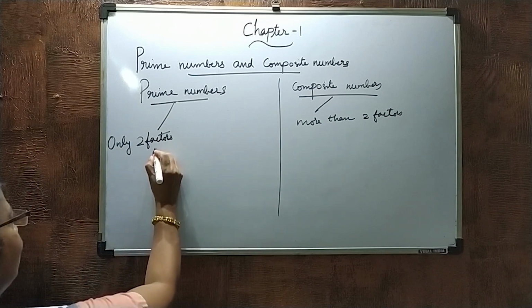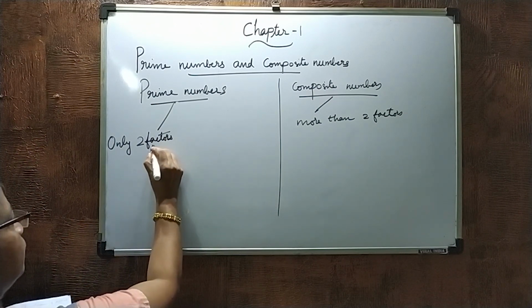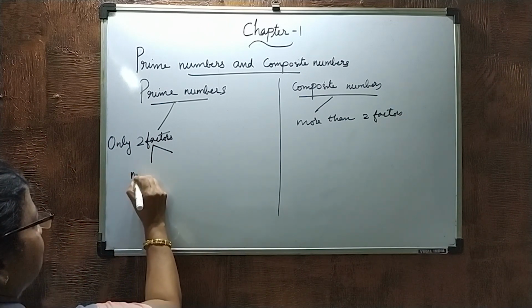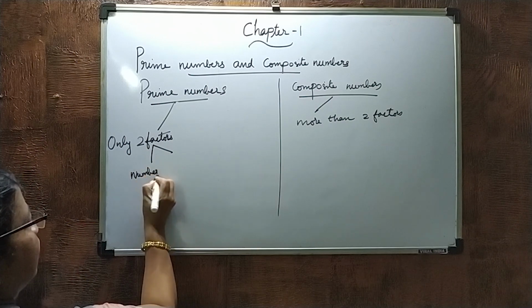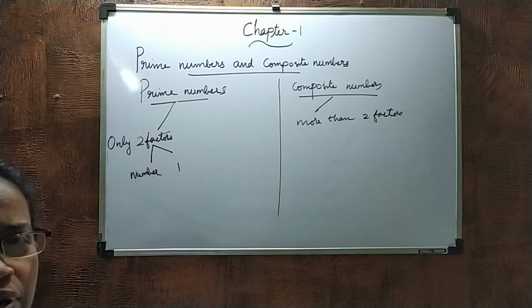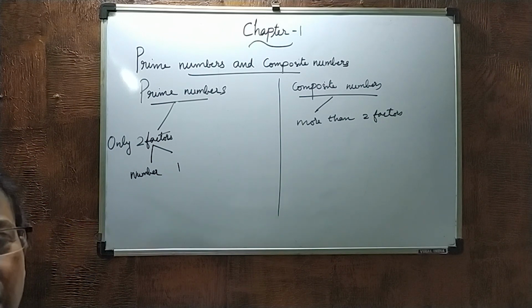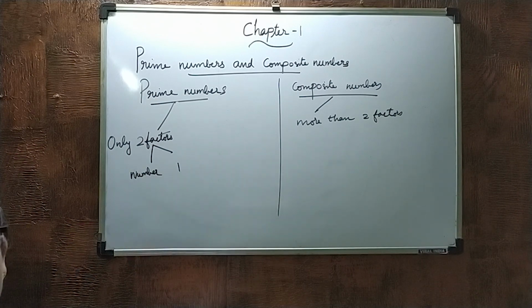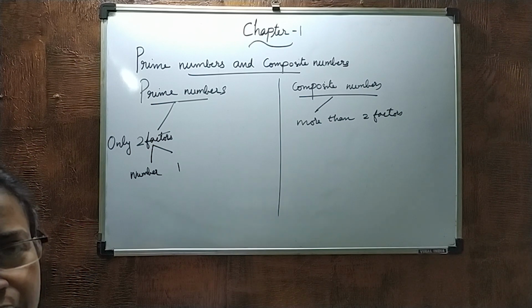Then, the factors of a prime number are always the number itself and 1. Suppose, can you give an example? 2. What are the factors of 2? 2 into 1 is 2. That means 2 and 1 are the factors. The number is 2 and 1 is the other factor. Suppose it is 7. 7 and 1 are the two factors, because 7 into 1 is the only product we get.